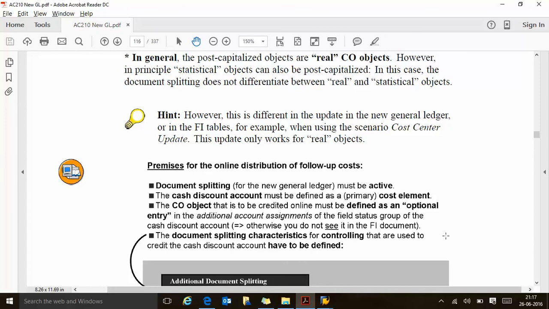Premises for online distribution of follow-up cost. What are the prerequisites? Document splitting must be active. The cash discount account must be defined as a primary cost element. Until it is a primary cost element, CO will not accept it, because in CO you need to have a cost element, so that's mandatory. The CO object that is to be credited online must be defined as an optional entry in the field status group.